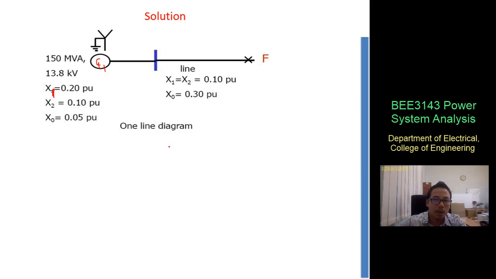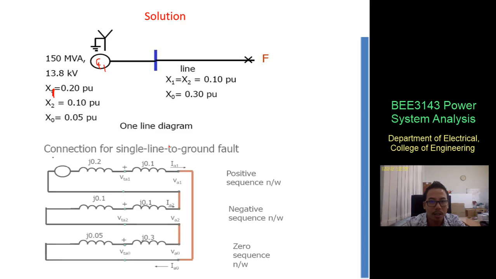Okay, next, what should we do? How to draw it? We are going to draw it like this. You see, we separate it into two, where we put this one as the terminal, and we put another here as the terminal.